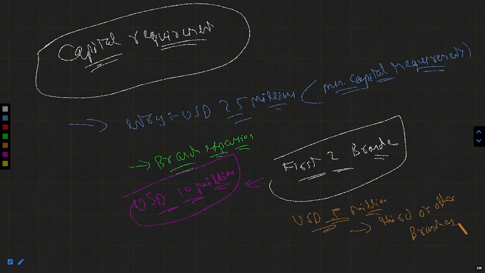Okay. So this is the capital requirement. For entry, they required 25 million US dollars, and this should also be maintained as a capital reserve at all times. Second, for branch expansion, for the first two branches, they required 10 million US dollars. And for other branches, like the third or more, they required 5 million US dollars every time. Okay. So this is the capital requirement scenario.